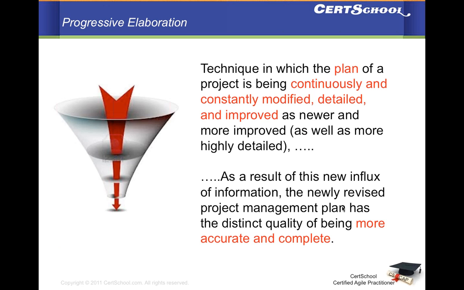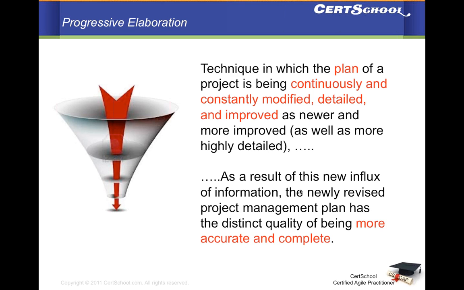From the agile point of view, it is given a very heavy emphasis, and you can imagine why. Okay, because all this progressive elaboration, as you can see, as a result of new influx of information, the newly revised project management plan has a distinct quality of being more accurate and complete. The whole reason we do iterative development, the whole reason we take feedback, or we have open communication channels to take feedback or give feedback in agile, is the fact that you want to use that feedback. You want to be able to do this continuous and constant modification or detailing of your project plan.